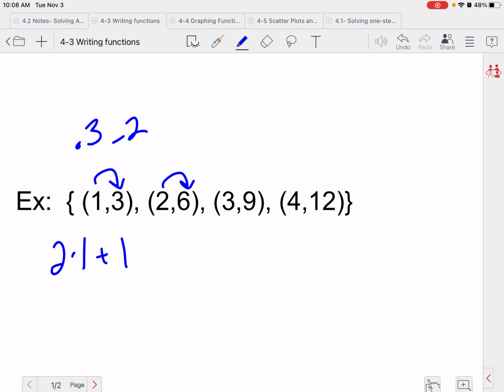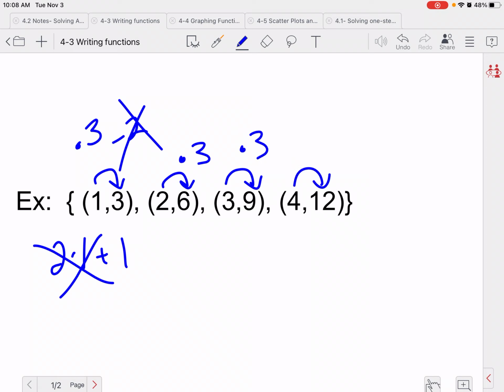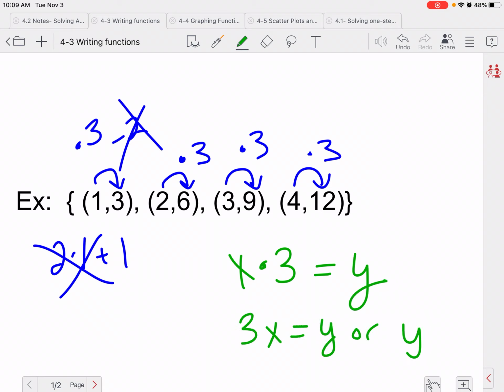Well, I know to get from 2 to 6, I multiply by 3. Subtract 2 is definitely out, okay? And 2 times 2 plus 1 would give me 5, so that's definitely out. So let's see if times 3 works for the rest of them. And it does, right? Okay. So then what I'm doing is I'm taking x, we're multiplying it by 3 to get y. So I would write this as 3x equals y, or y equals 3x, because we usually don't write x times 3, okay?